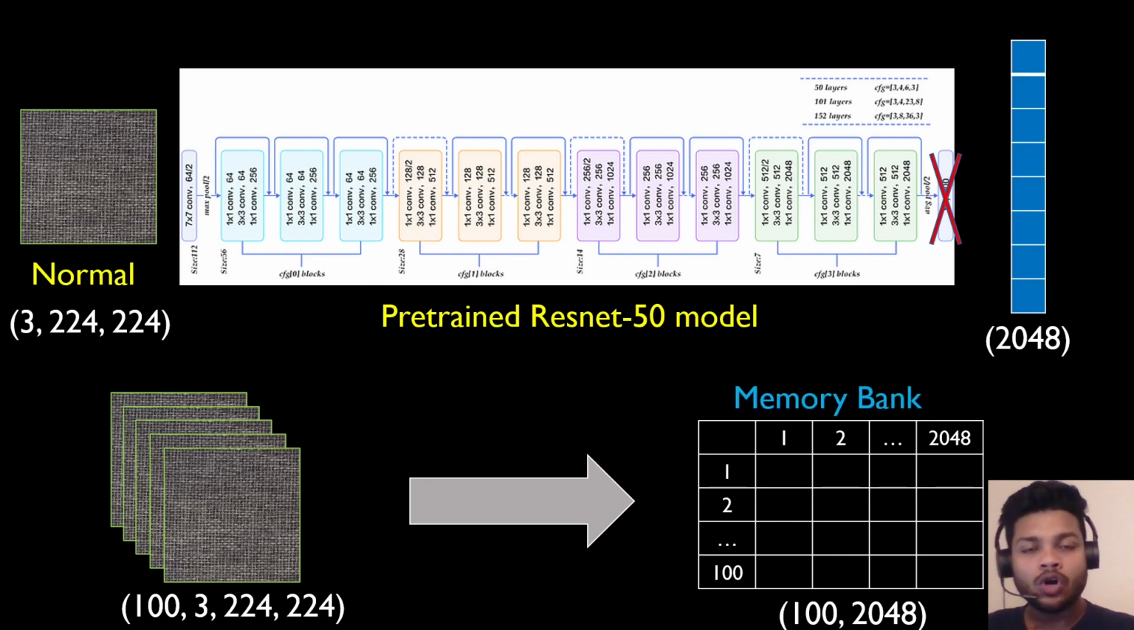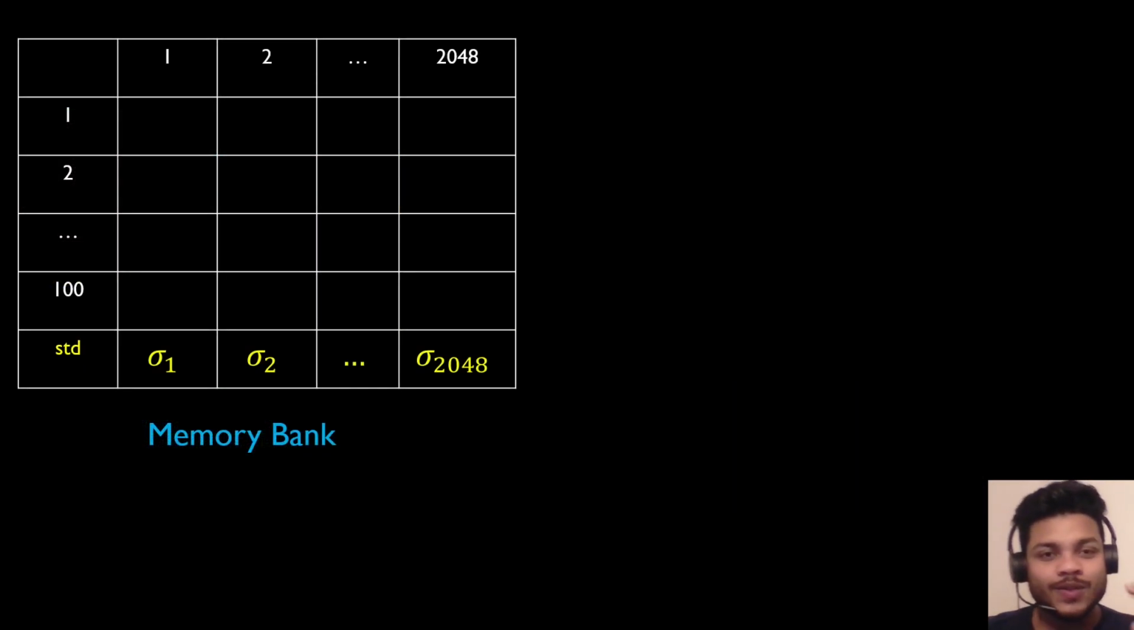This is what is called a memory bank, that we saw in the previous slide as well. Now the question comes: do we need to use all these 2048 features available to us in the memory bank? Because we need to calculate the distance from each sample with all the 100 rows of our memory bank, it will be easier if we have fewer features. So that's why we are going to use a feature selection method.